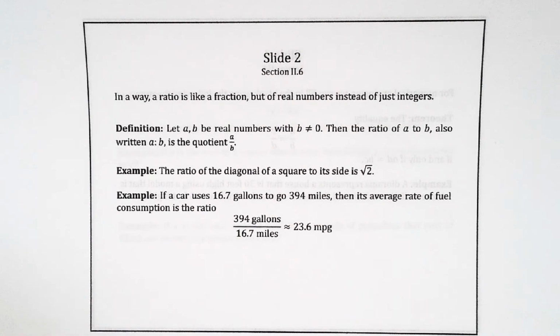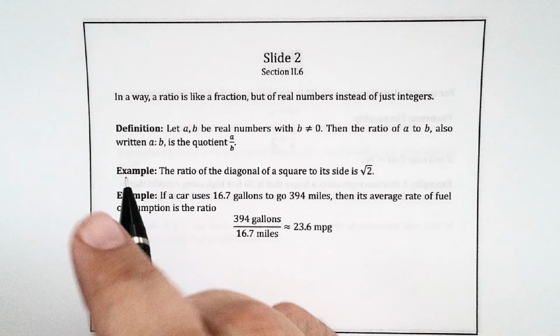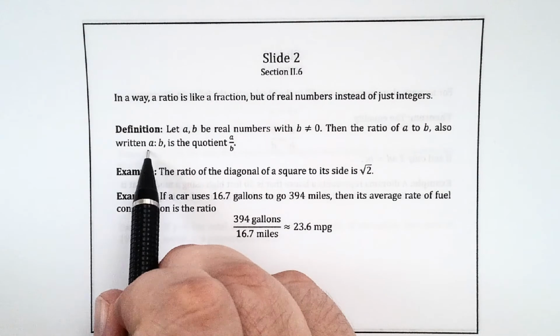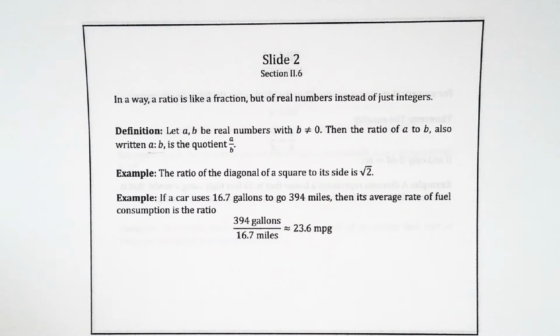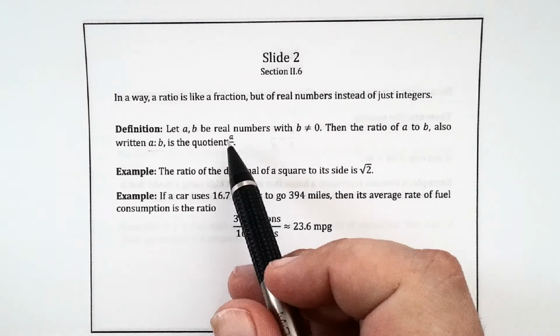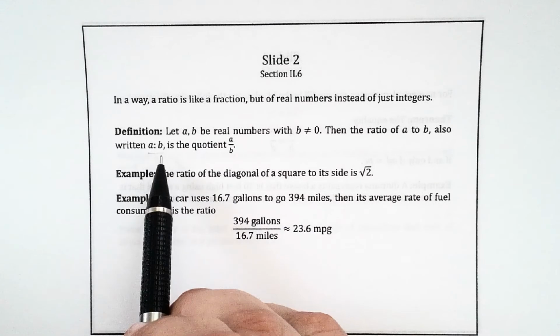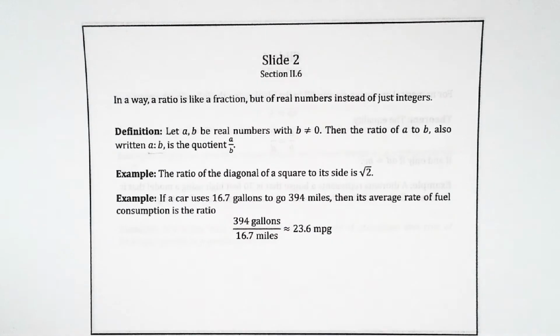So let A and B be real numbers, with B not equal to 0. Then the ratio of A to B, also written A colon B, that's kind of more old-fashioned notation, is just the quotient, A divided by B. That's one way of thinking about it. But normally when you're talking about a ratio, you're not just talking about the real number quotient. You're really thinking about these two parts and the relationship between them.